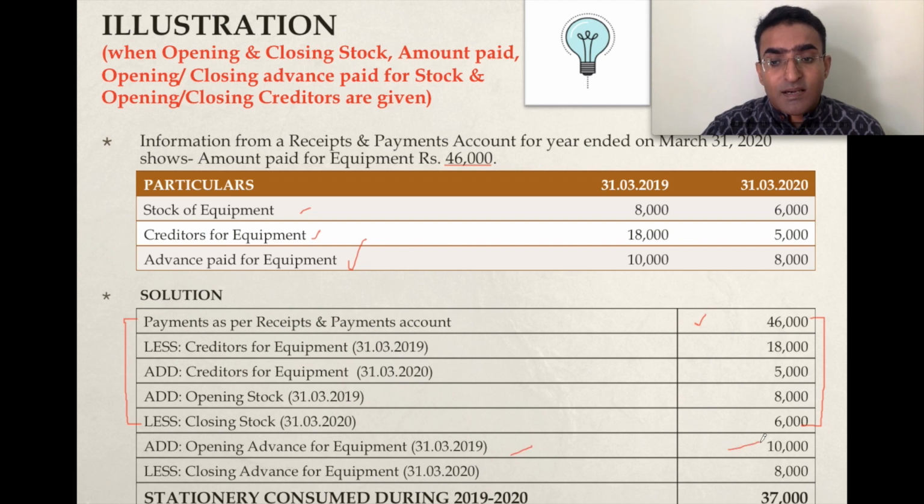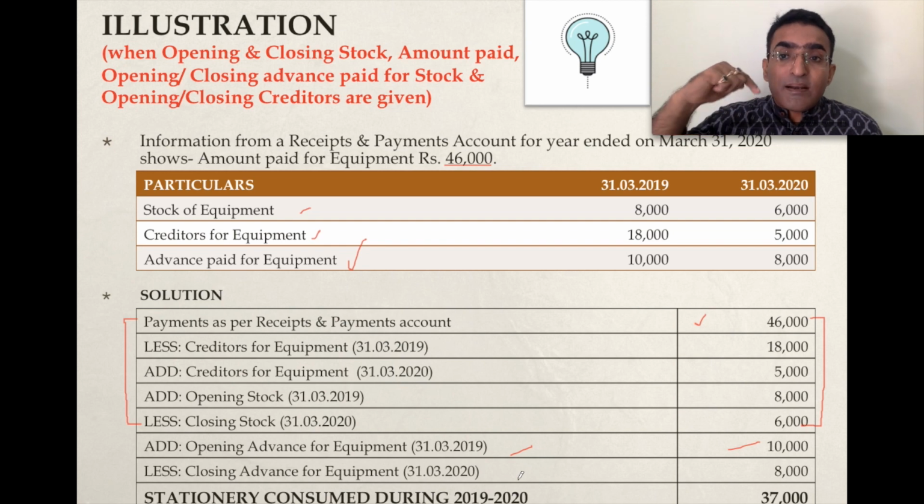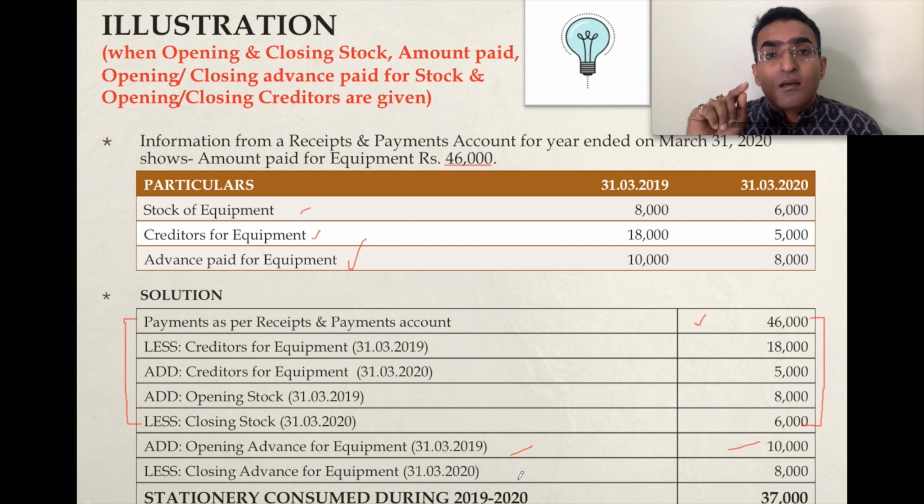Opening advance, that is what we are adding. And then current year we paid the advance for the next year. So that is the amount to be reduced. Okay, so we got 37,000 rupees. The balance to be shown on the debit side of the income and expenditure account. Okay.